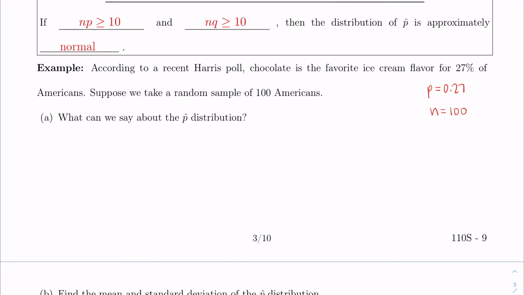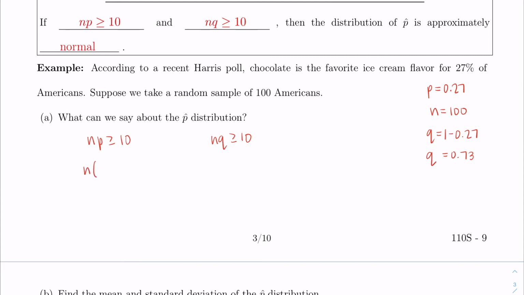To check this, we just need to make sure that the central limit theorem is satisfied. So I need to make sure that n times p is greater than or equal to 10 and that n times q is greater than or equal to 10. Here we can calculate q real quick. It's 1 minus p, so q is equal to 0.73.